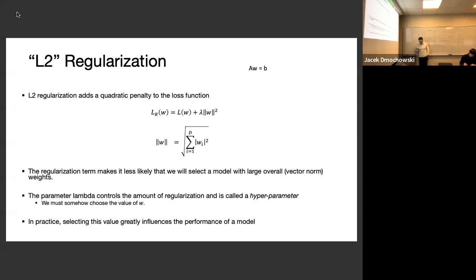So if we make lambda very large, what's going to happen to our model? What's going to happen if we make lambda very large? What will our model look like? What will our W look like?